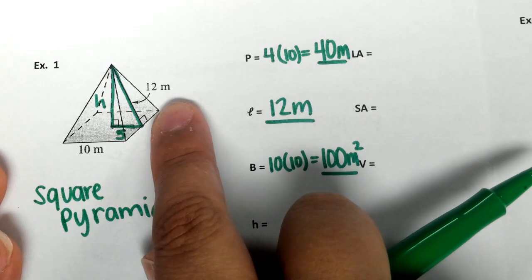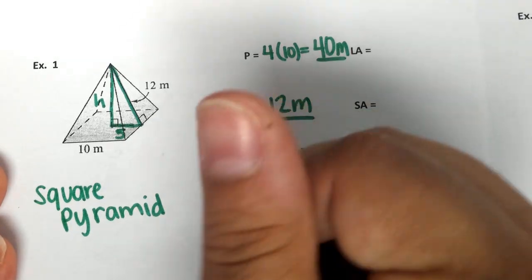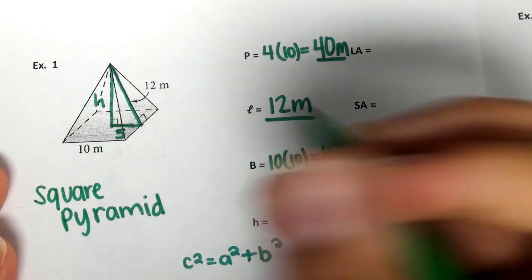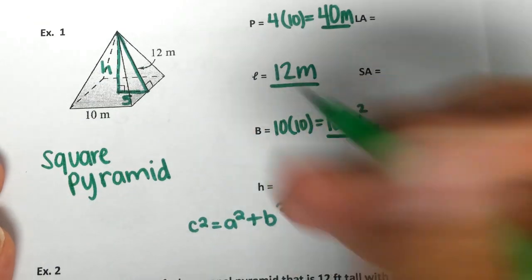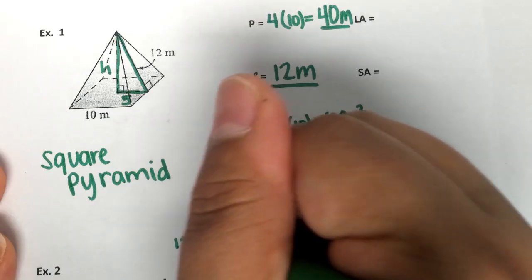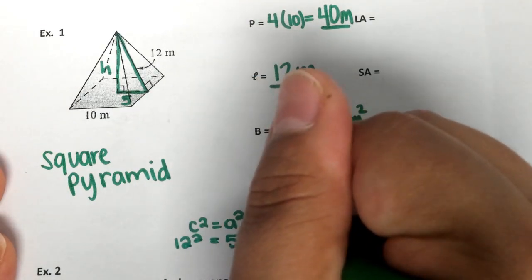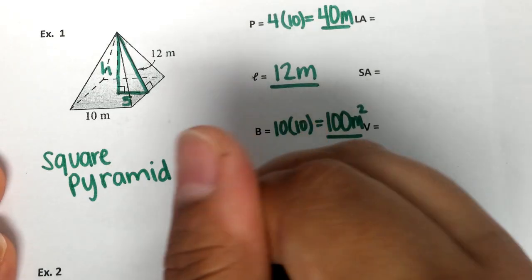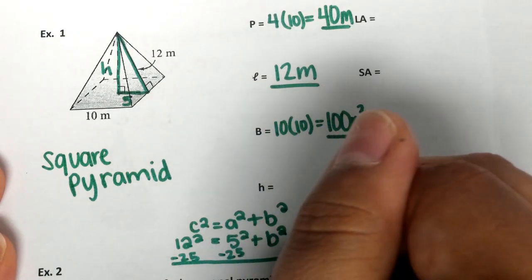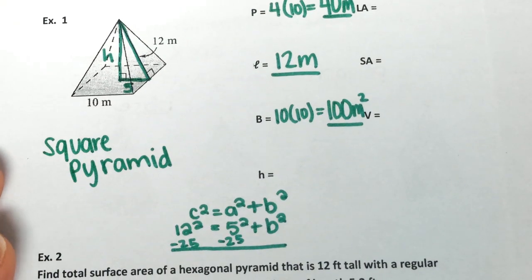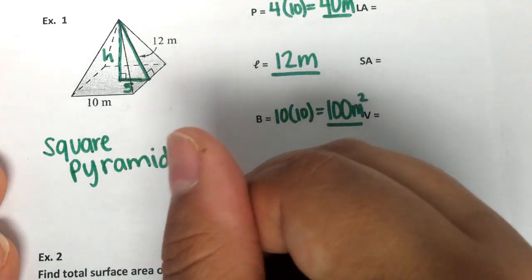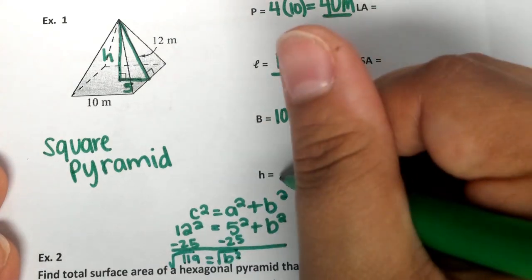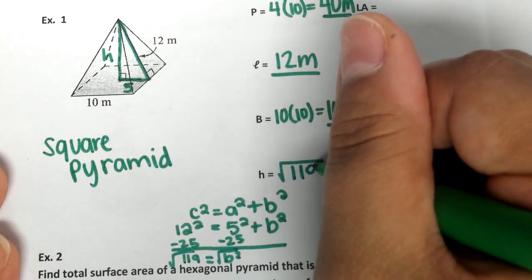So what am I going to have to do? Pythagorean theorem. C squared equals A squared plus B squared. What's my C here? 12 squared equals 5 squared plus the height squared. You said 144 minus what? 25 is 119. And 119, luckily, is prime, and we're just going to leave it as the square root of 119 meters.